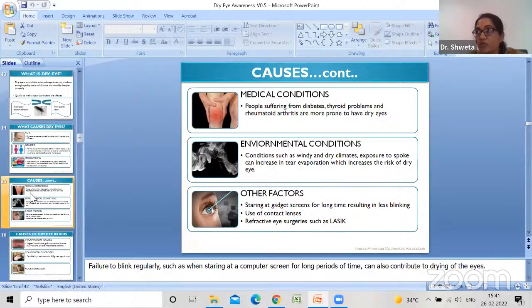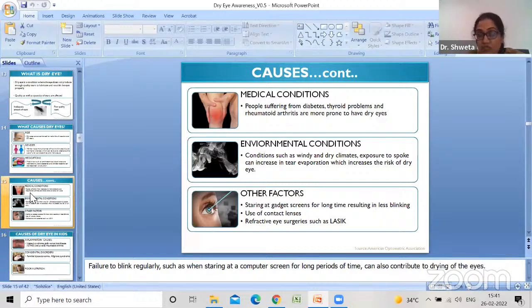So exposure to extremes of climate, continuously being in an AC room, not good. Continuously being in a very hot climate, people who are working near furnaces, housewives or others who are working for a long time in the kitchen continuously, being under the fan all the time, or exposure to breeze of any sorts for a prolonged time. These are all conditions which can cause dry eye.